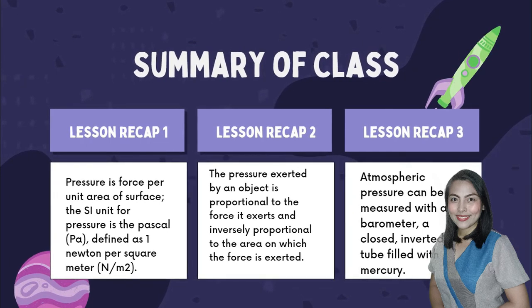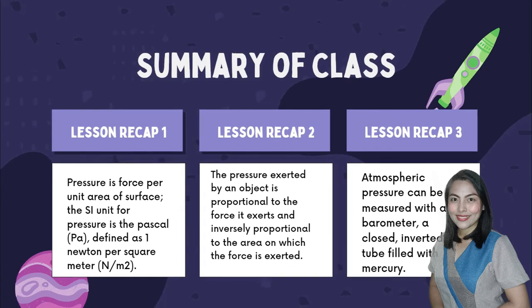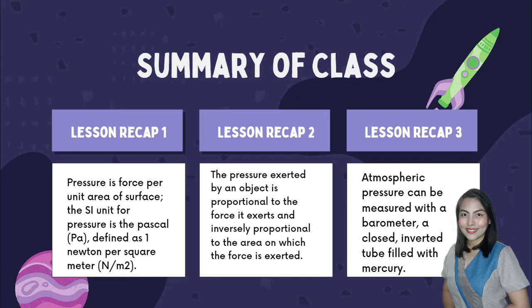Alright, learners, let's have a recap of our lessons today. We learned that pressure is force per unit area of surface. The SI unit for pressure is the Pascal, defined as 1 Newton per square meter. Then, the pressure exerted by an object is proportional to the force it exerts and inversely proportional to the area in which the force is exerted.